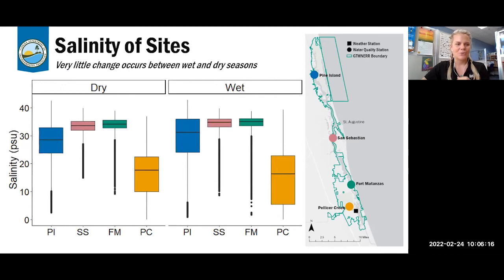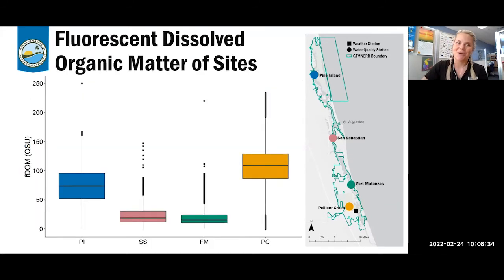And just on another note, when breaking our data into our wet and dry seasons of the year, there's very little change between those 2 seasons, suggesting that at least when it comes to salinity, spatial variability is likely more important than temporal variability. Essentially, where you are is more important than when you are.